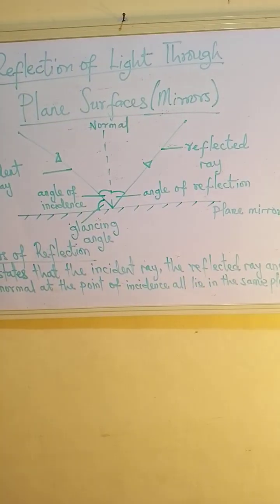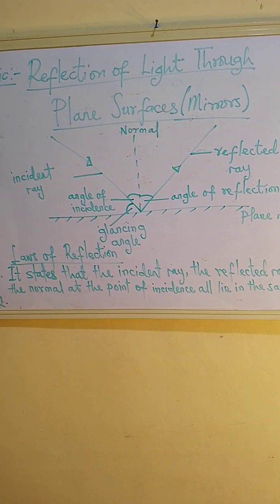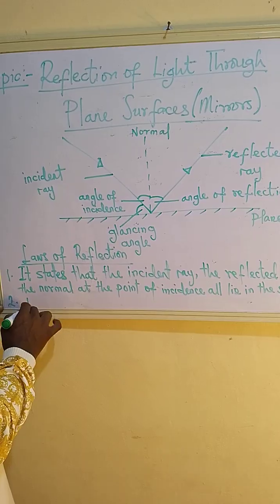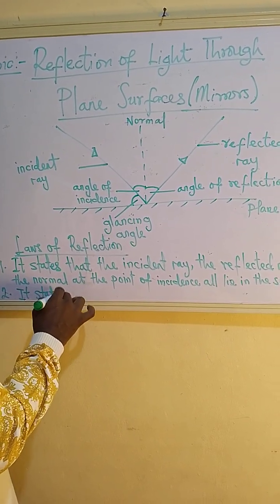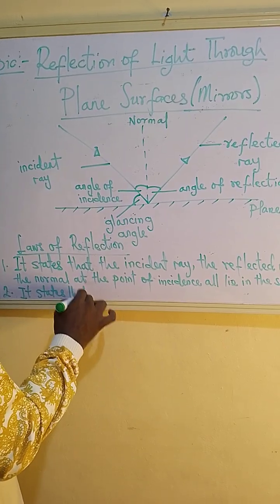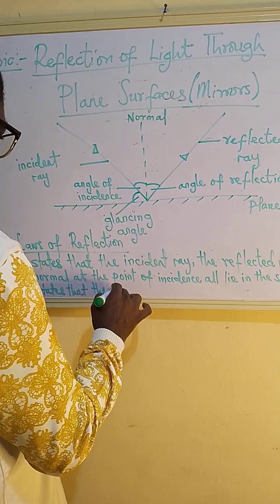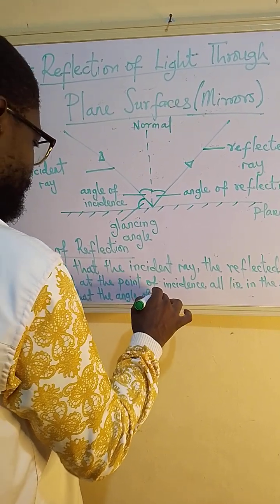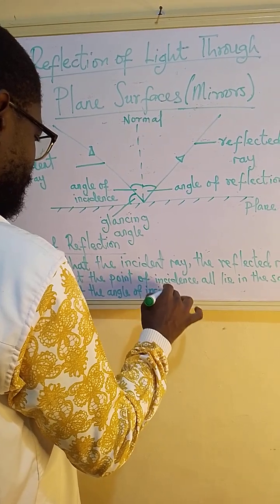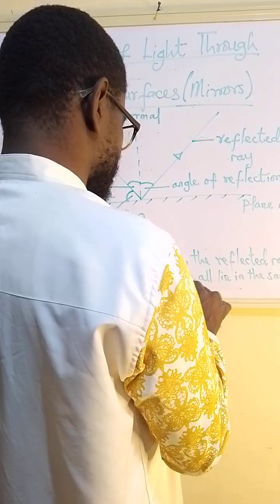Then the second law of reflection states that the angle of incidence equals the angle of reflection.